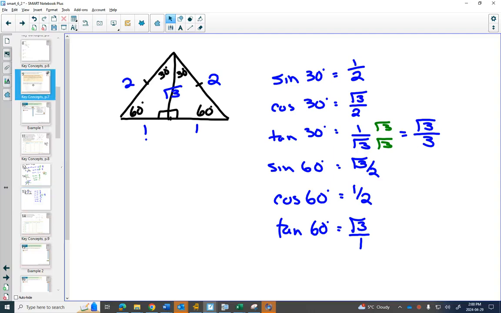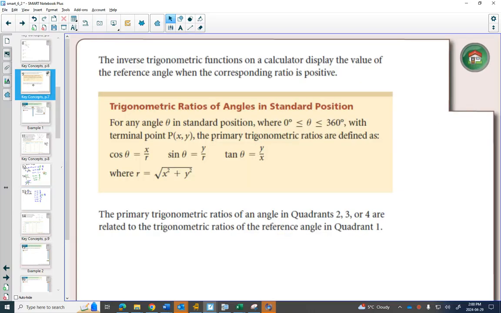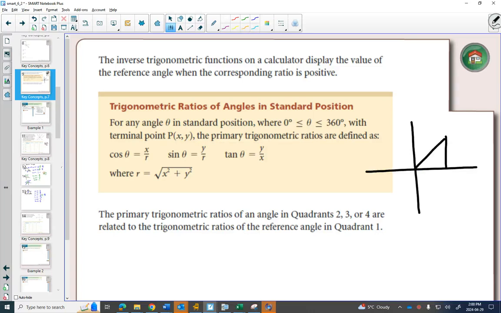So one of the things that they noticed is that when you make a triangle, you have an x coordinate, a y coordinate, and your radius. Or as the hypotenuse they label as r, because if you put all those points together, it would make a perfect circle. And this is your reference angle right here.